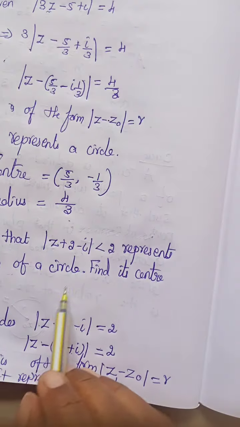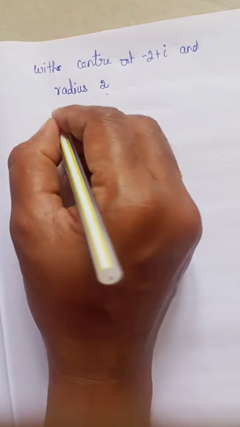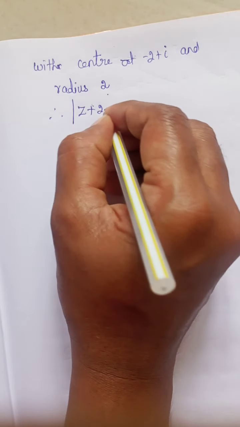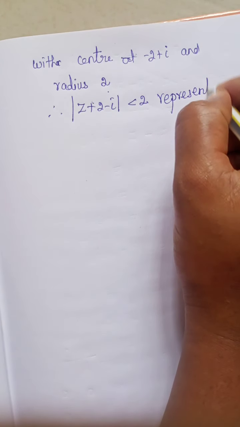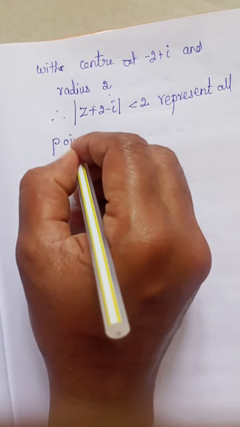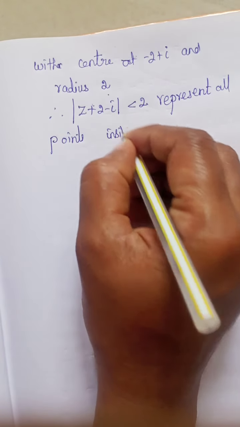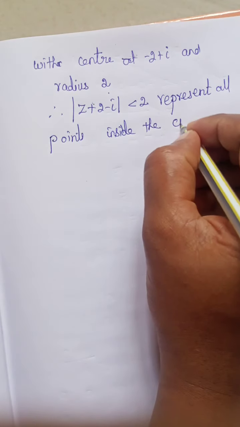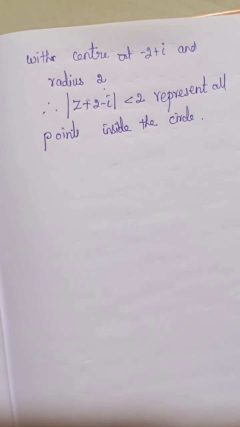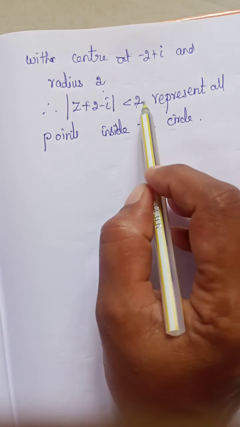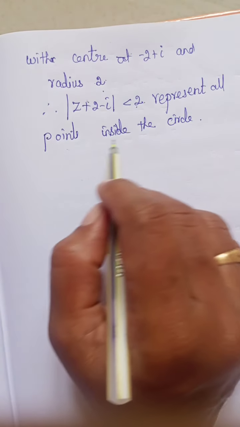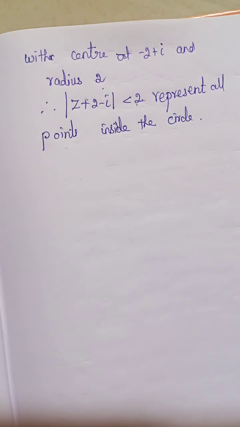Here the question also asked with less than 2. Therefore, what we can say? Therefore, modulus z plus 2 minus i less than 2 represents all points inside the circle. That's all. So they have asked us to show the points. So first we have to find out the radius. If the radius and the given values are almost the same, we can say that the points are inside the circle. Okay.